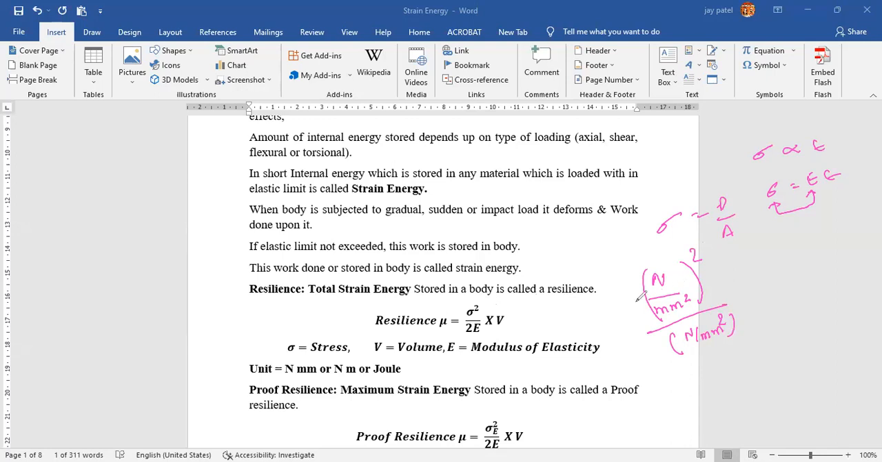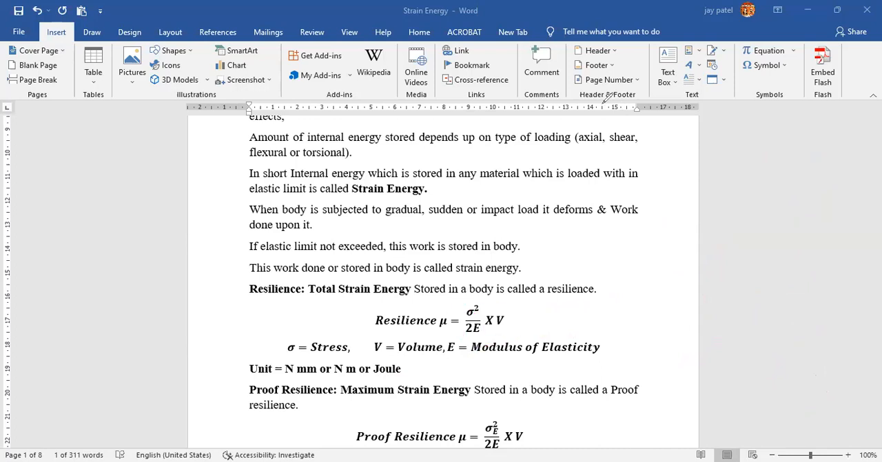Put this value for sigma square, this value for E, into volume, that is mm cube. Yes or no? Please confirm me. The below term will cancel out, so we can say that Newton per mm square multiplied by mm cube, so we will get Newton into mm. Is it clear or not? Please confirm me. And all of you have already learned Newton mm or Newton meter is nothing but joule at your physics level. So it is not needed to remember the unit. You can derive it from this equation, from fundamental concept.